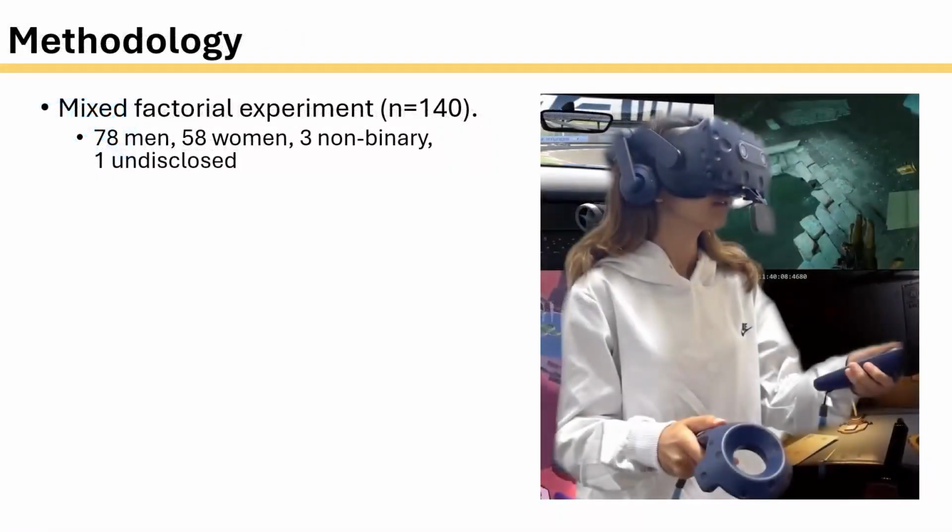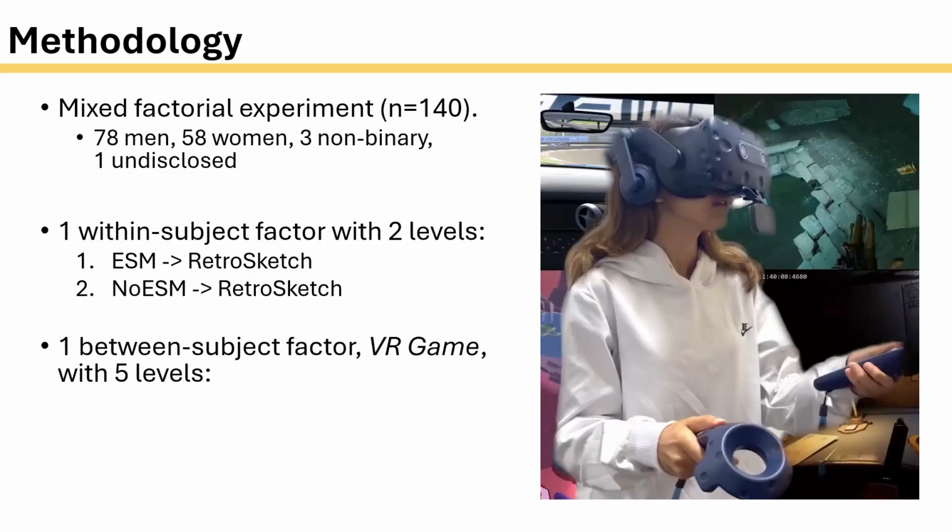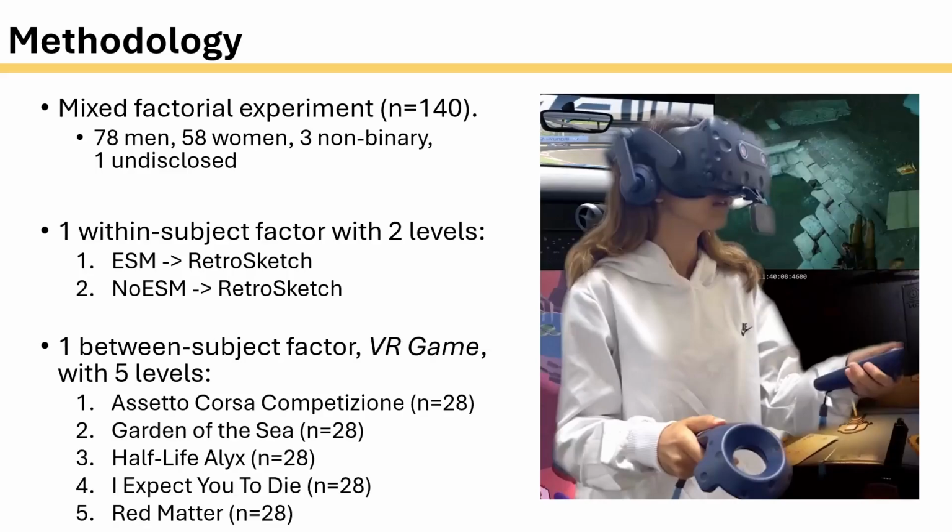So to answer these questions, we designed a VR experiment with 140 participants following a mixed factorial design. We had one within subject factor, which was the use of ESM, and this had 2 levels, with either ESM being used or not being used. And then we had one between subject factor, which was the VR game, and this had 5 levels with 5 different VR games, so each participant only played one VR game.